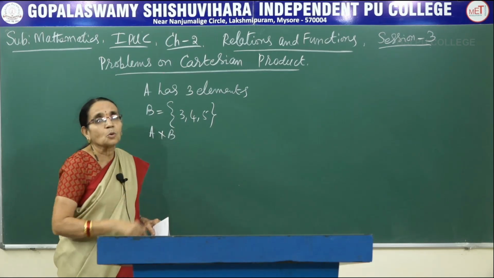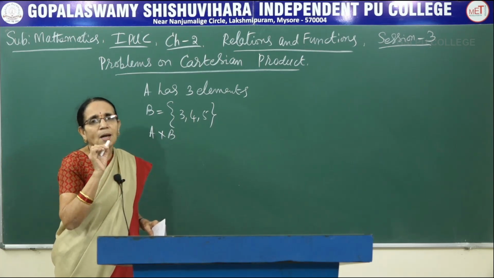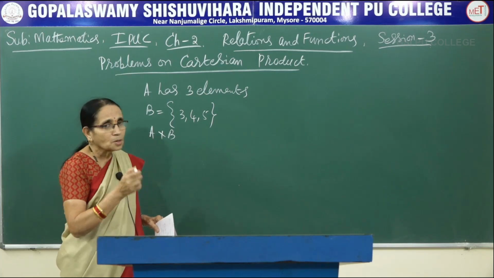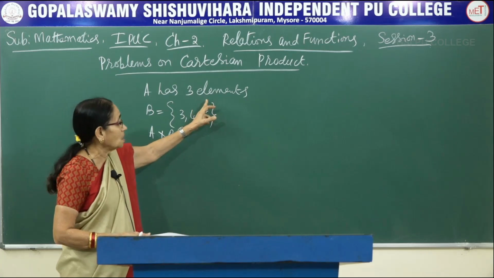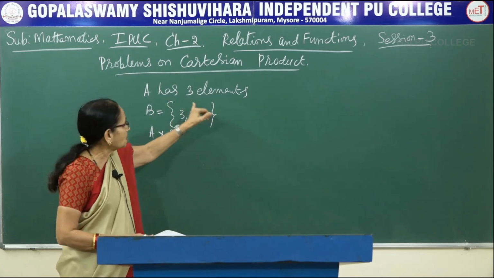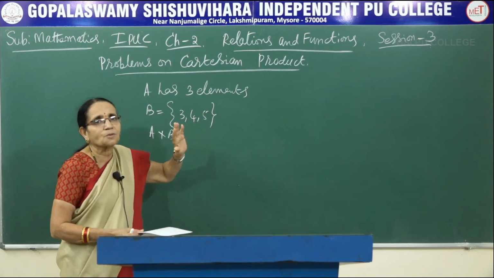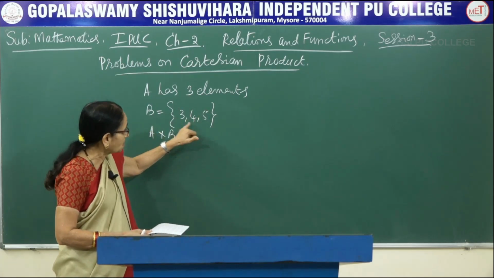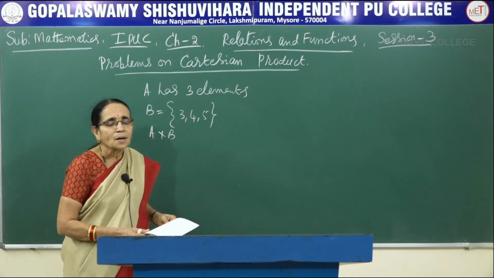I have given you it as a note in the earlier session. If a first set has P elements, second set has Q elements, the total number of elements present would be PQ. So the same formula I am using here. In the set A, we do not know which are the exact elements, but we know the number of elements, it is 3. And in B, we can clearly see that there are 3 elements. And we know that 3 into 3 would be totally 9 elements.